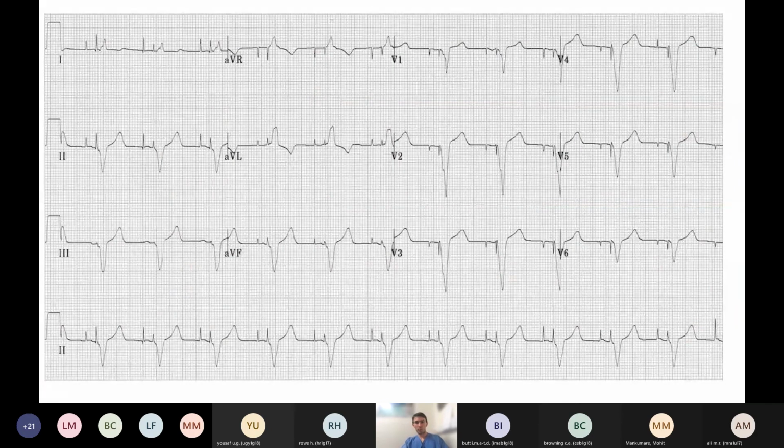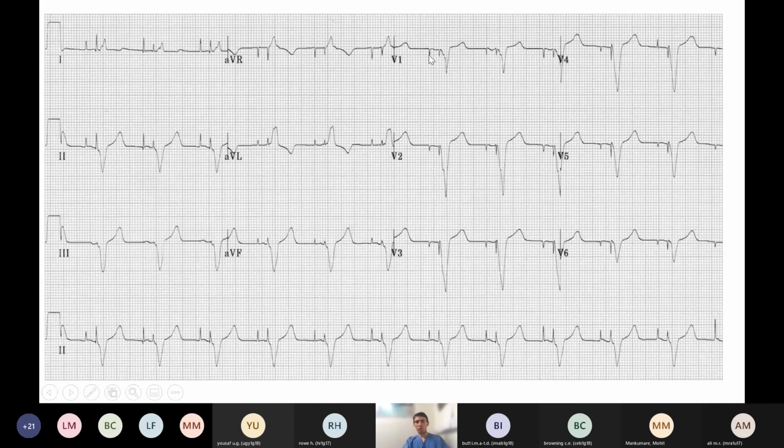This is paced. You see pacing spikes. You may not see pacing spikes these days, but here you see a pacing spike. This is pacing the atrium. Don't typically see that. Pacing the ventricle, and then you get a widened QRS.